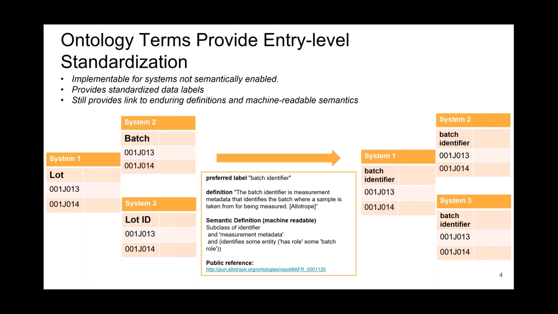Also, it's simple. So by doing the ontology level standardization, then we can make the tags which are not semantically enabled now become semantically enabled, and then we can eventually provide standardized data labels or map to the standard data labels, and then we can also link to the enduring definitions and machine readable semantics, and also have a lot of other semantic applications.